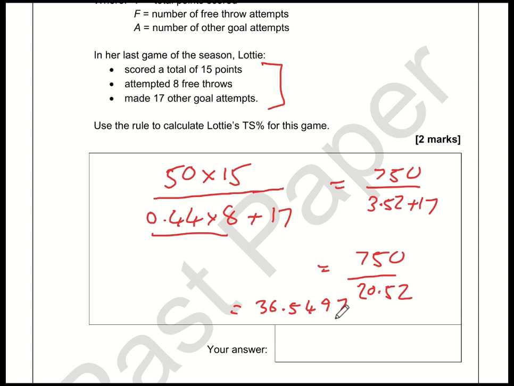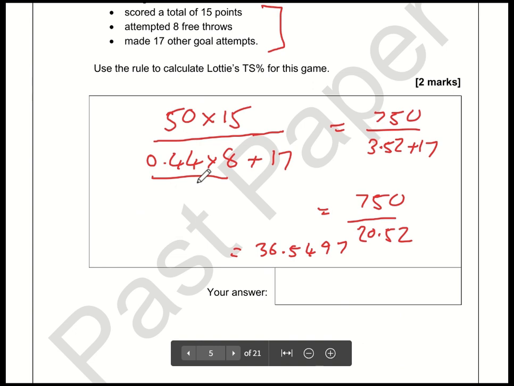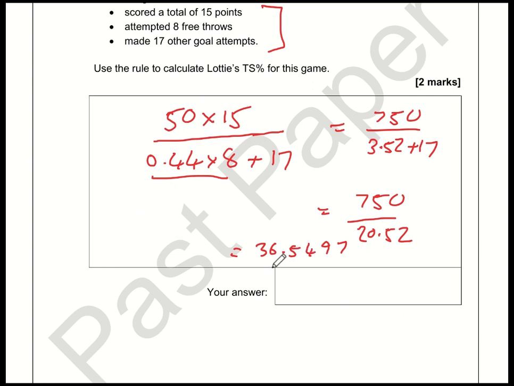36.5497. Is it telling us how it wants the answer? It isn't, so we can just simply round that to whatever we want really. Let's just round it to one decimal place, so we'll call that 36.5%, although I'm sure 37% would also be accepted in the mark scheme.